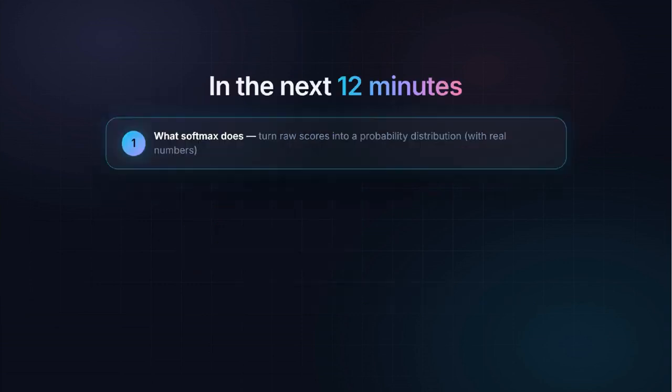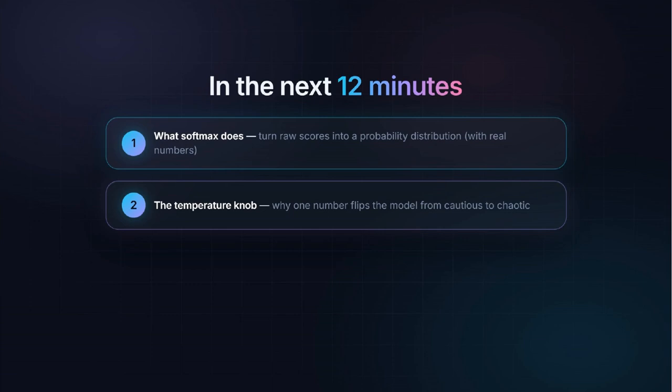In the next 15 minutes, here's the plan. First, what Softmax actually does. Turning raw scores into a probability distribution with real numbers, not hand-waving. Second, the temperature knob, why one number flips the model from cautious to chaotic.